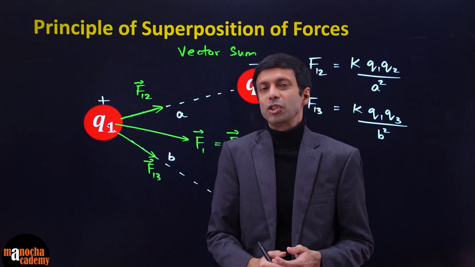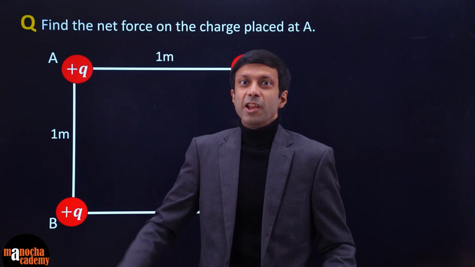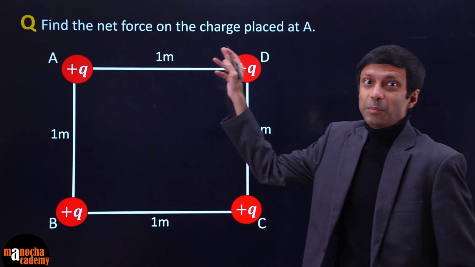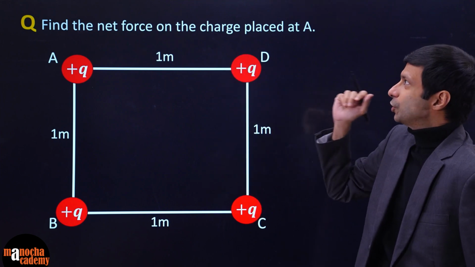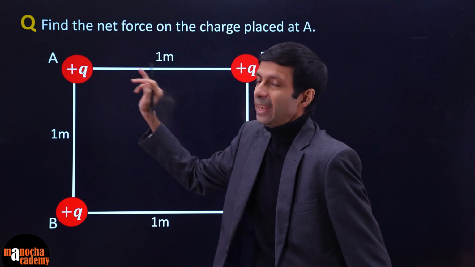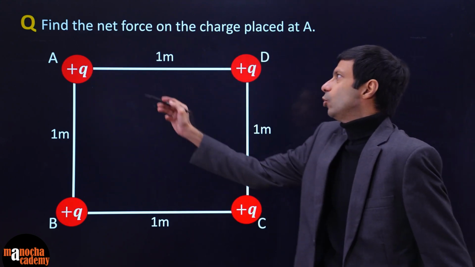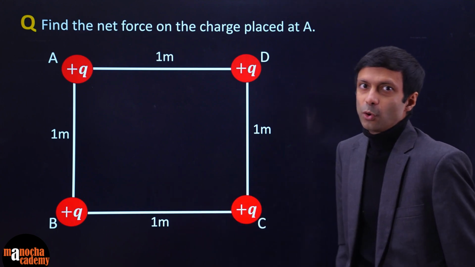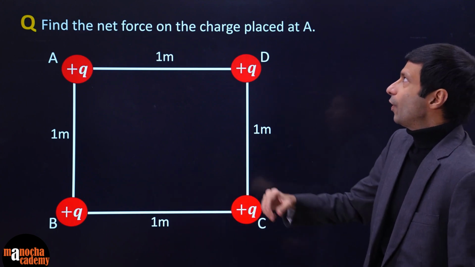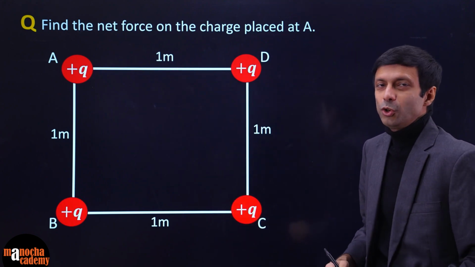So let's look at some questions where there is not just two charges, but more than two charges. Here I have a question for you where this time there are four charges. And the question says, find the net force on the charge placed at A. So you can see that we have a square here of side 1 meter, and you have identical charges on the four vertices of the square. We need to find the net force on this charge placed at A. So how do you do it?